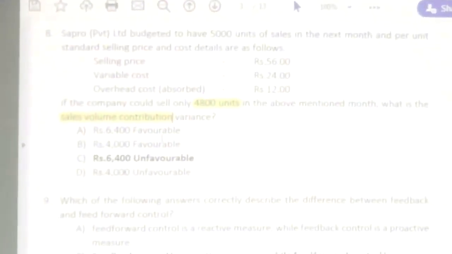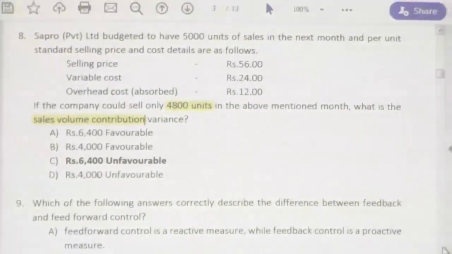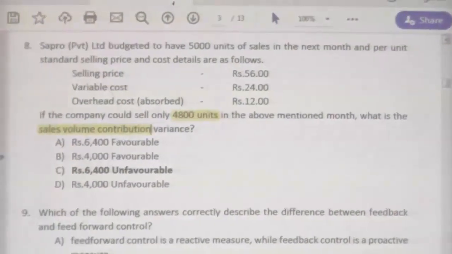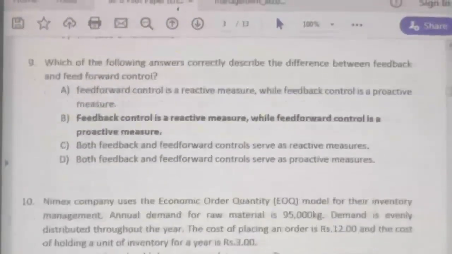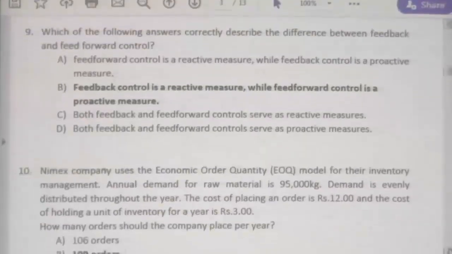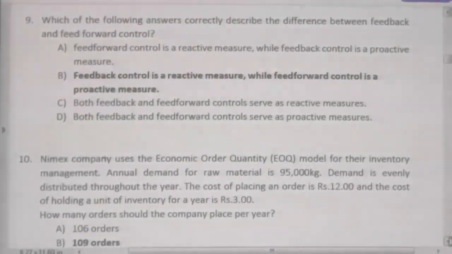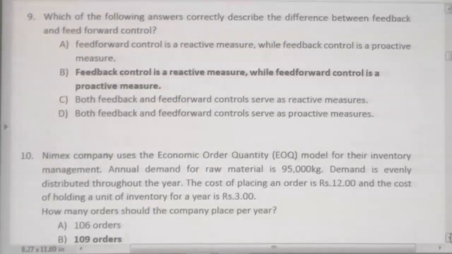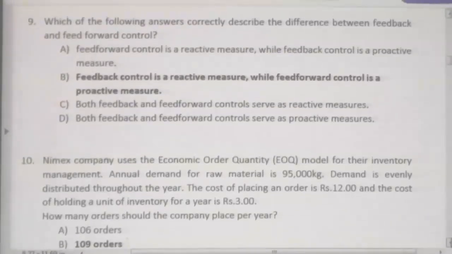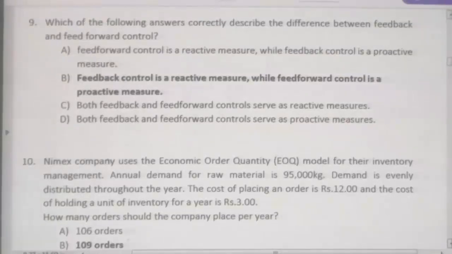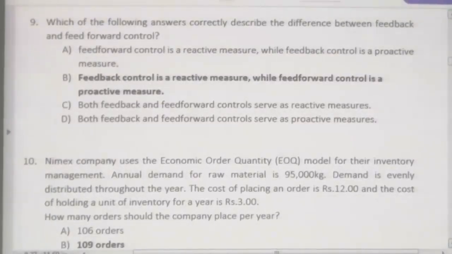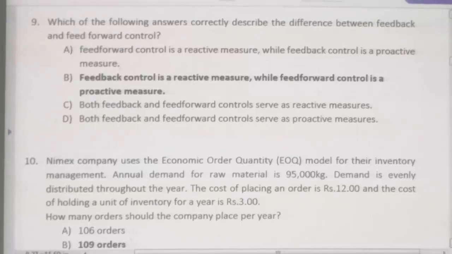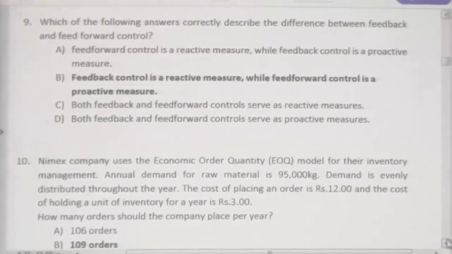We have completed question number 8. Now moving into question number 9. It is about budgeting and control. How do you correctly define feedback and feed forward control? It is a very simple thing.